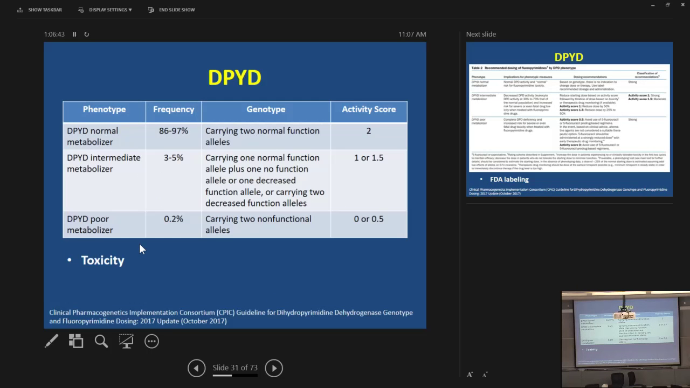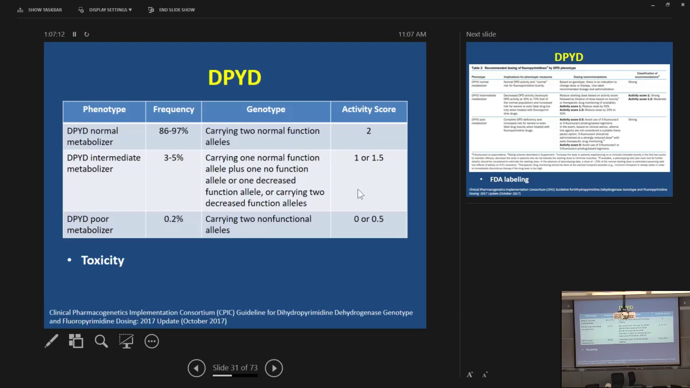Just like we looked at with TPMT, this is the frequency at which these mutations occur and who's a normal metabolizer, who's an intermediate metabolizer, poor metabolizer. So you can see people who metabolize 5-FU normally would be the majority of patients, with up to 5% being intermediate metabolizers, and then a very small percent of the patient population being poor metabolizers.